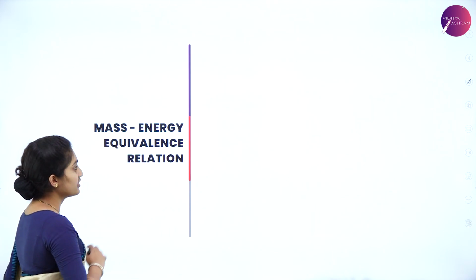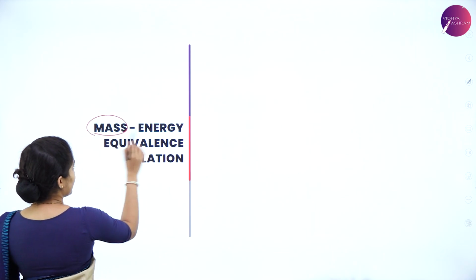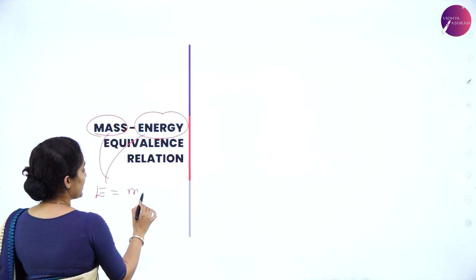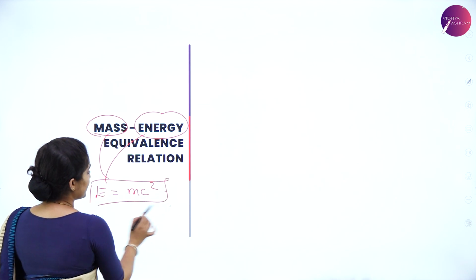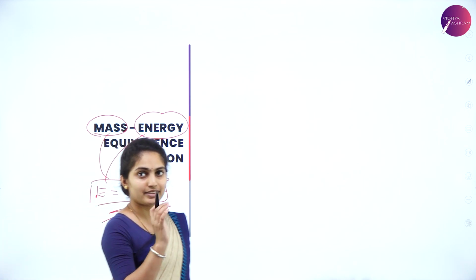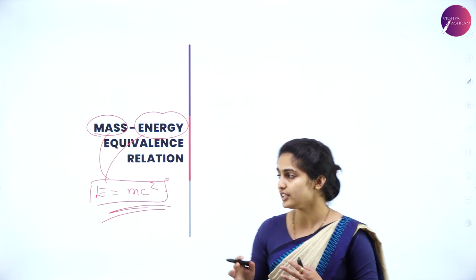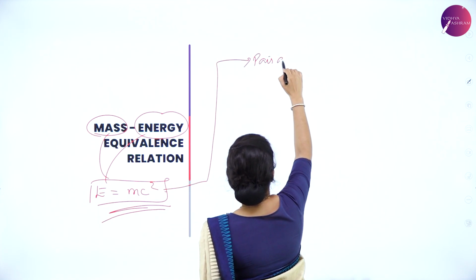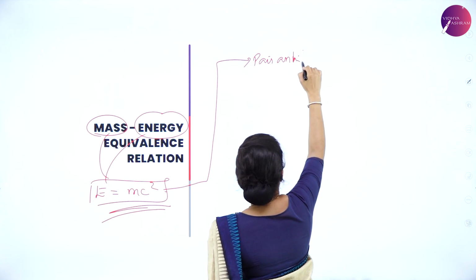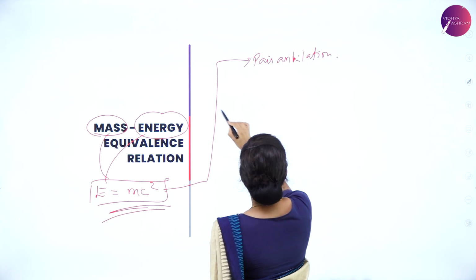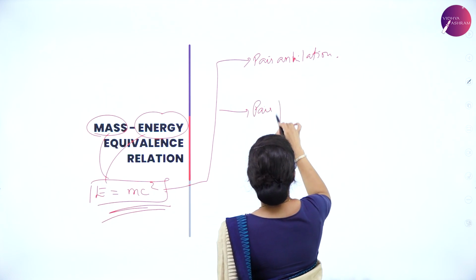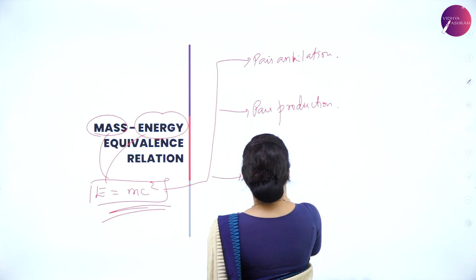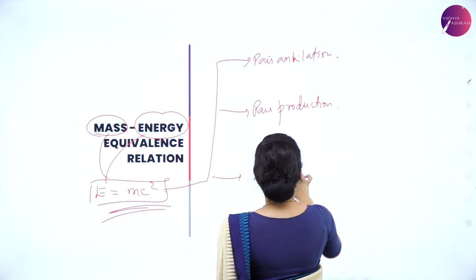Next we have mass energy equivalence. Mass and energy equivalence means we get E equal to mc square. So E is equal to mc square is the equation for mass energy equivalence, which is applicable in terms of pair annihilation. Next is pair production as well as nuclear fission.